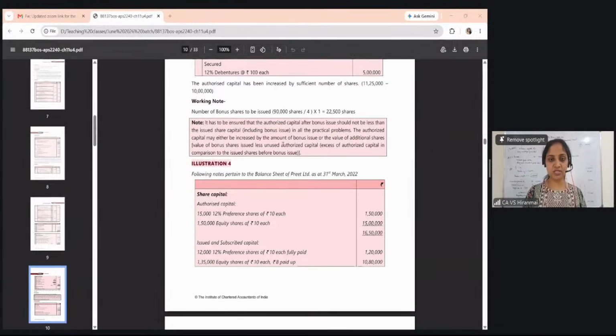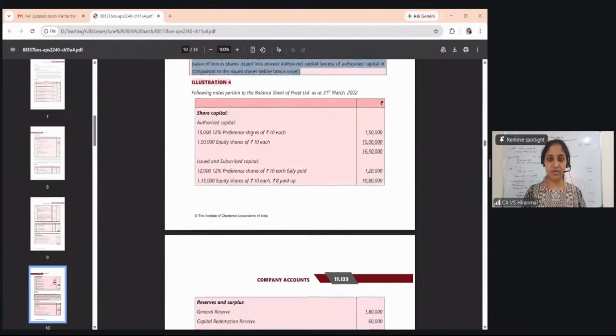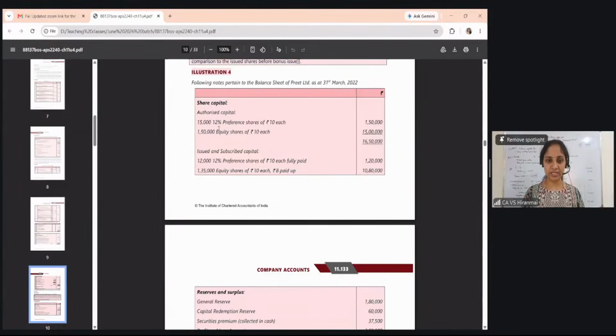See here the note it is given to you. That is what I told you. Authorized capital after the bonus issue should not be less than the issued share capital, including bonus. So in this case, I told you 1 lakh shares are there, but actually issued shares after bonus have become 1,12,500. So you should increase the authorized capital also. Make it 1,12,500.